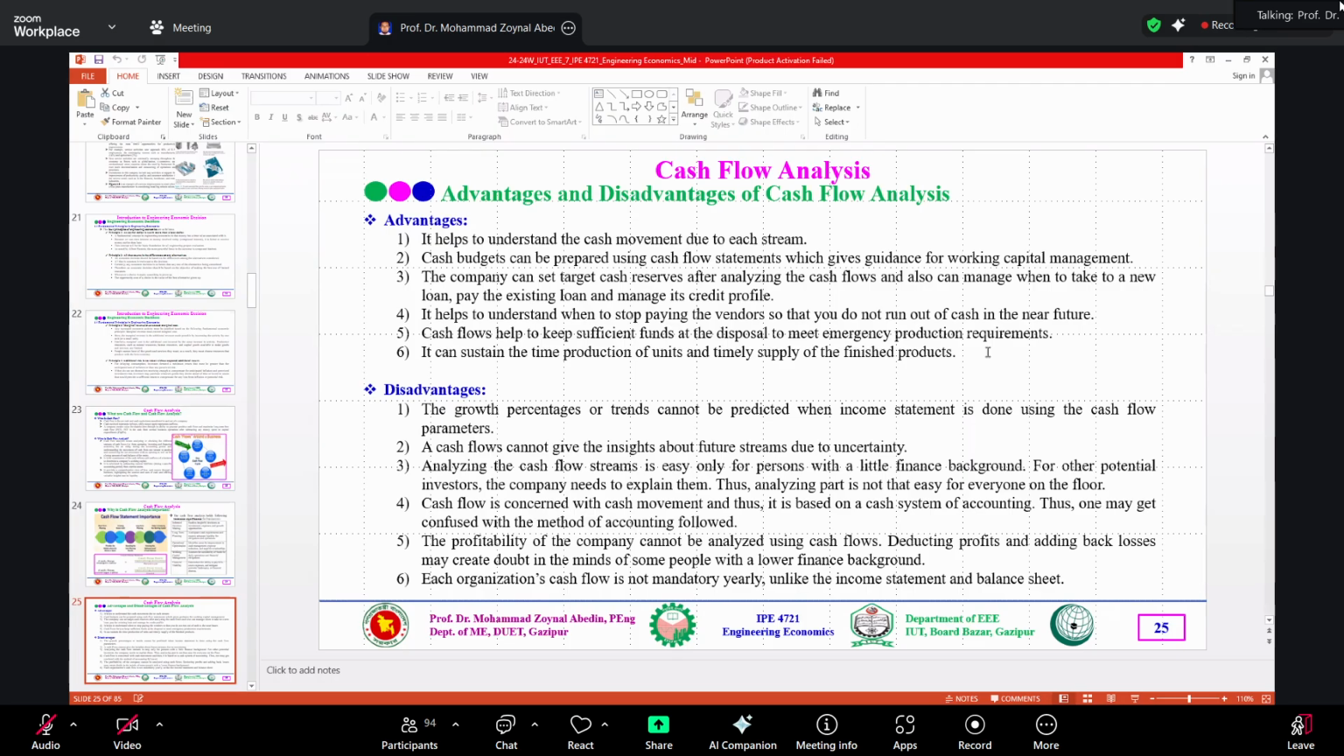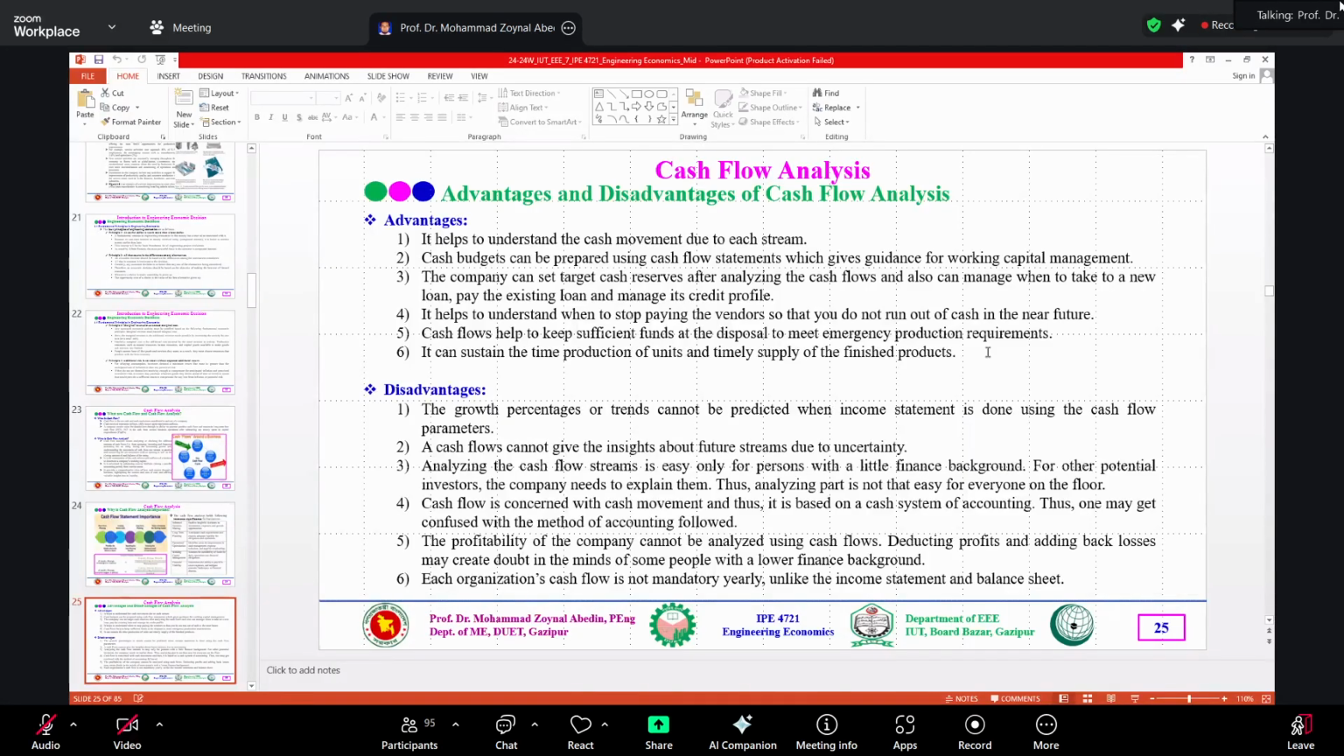It also helps to understand when to stop paying the vendors so that you do not run out of cash in the near future. Okay, cash flow will help you to decide whether you will pay the vendors. If you see that your company will run out of cash in the future, then you can talk with the vendor and you can stop paying the vendors.